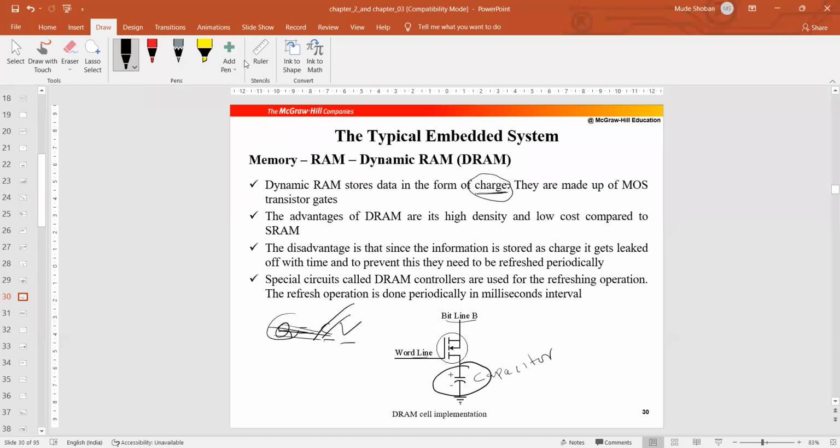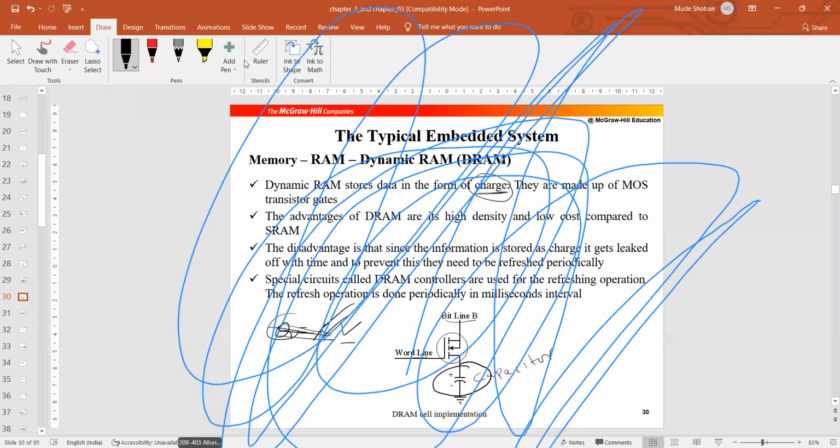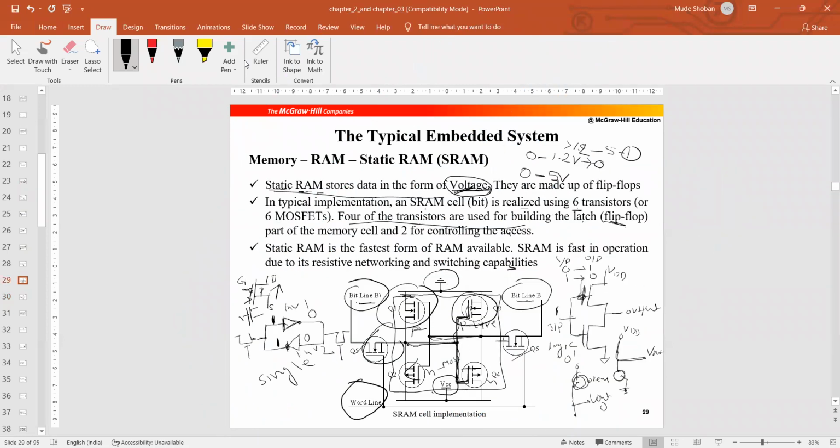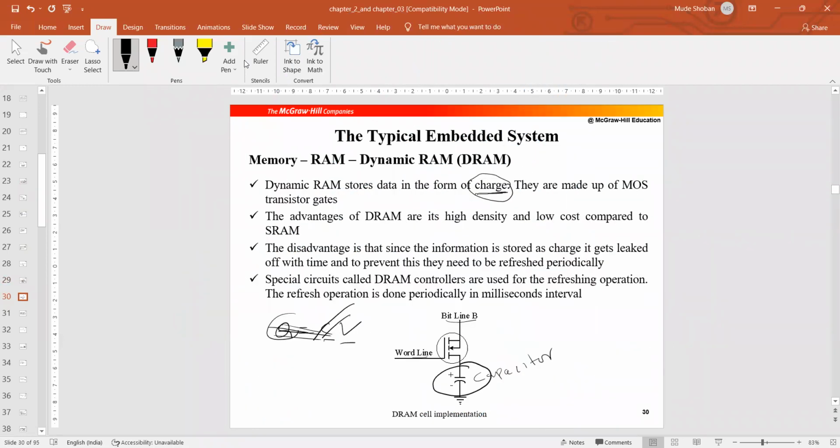Which form is static RAM storing? Voltage. Please notice this. Dynamic RAM is storing the information in the form of charge, and static RAM is storing it in the form of voltage. This difference comes because the element is changed, due to the capacitor. So they are made up of MOS transistor gates. The advantages of DRAM are its high density and low cost compared to SRAM.